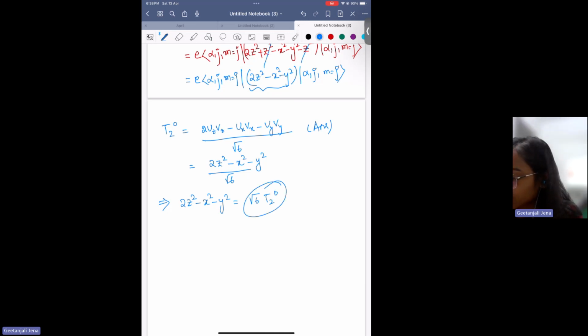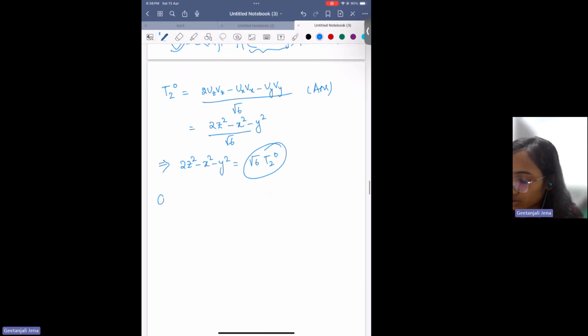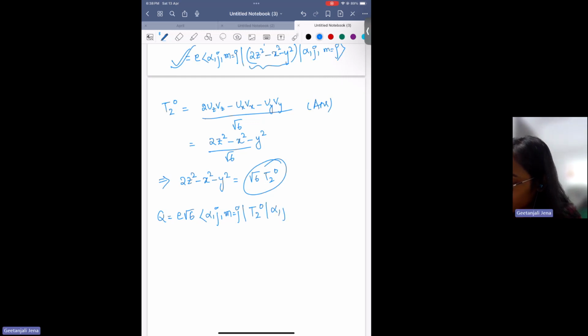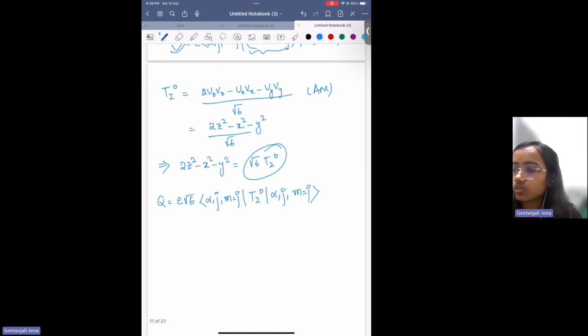So now if you have to put this expression in the quadrupole moment term, that means the Q will become e root 6 alpha j m equal to j, T2 0, alpha j m equal to j, right? So this is the final term you got.